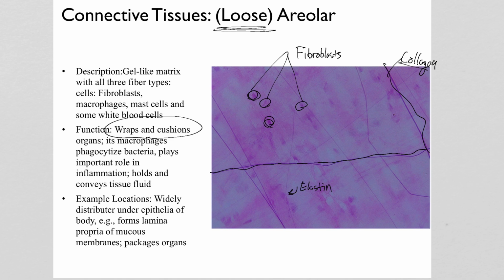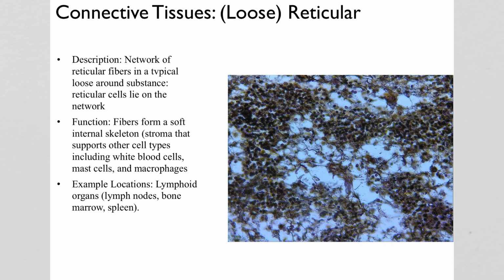All right. So areolar tissue is generally external. Loose reticular connective tissue is generally internal. So this is forming an internal skeleton in organs where the cells in that organ need to be able to move around. So you typically find this in what we call lymphoid organs, which are lymph nodes, bone marrow, or spleen. The thing that those organs have in common is that they are either filled with white blood cells or with the stem cells that are eventually going to become white blood cells.